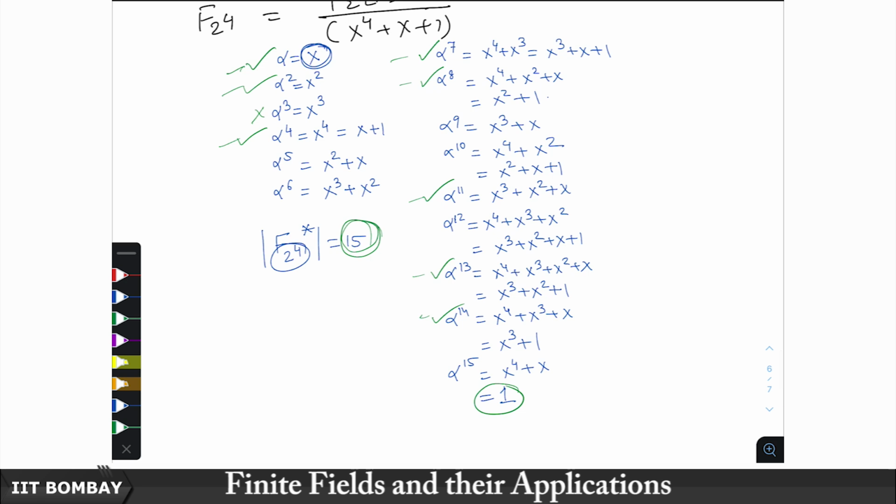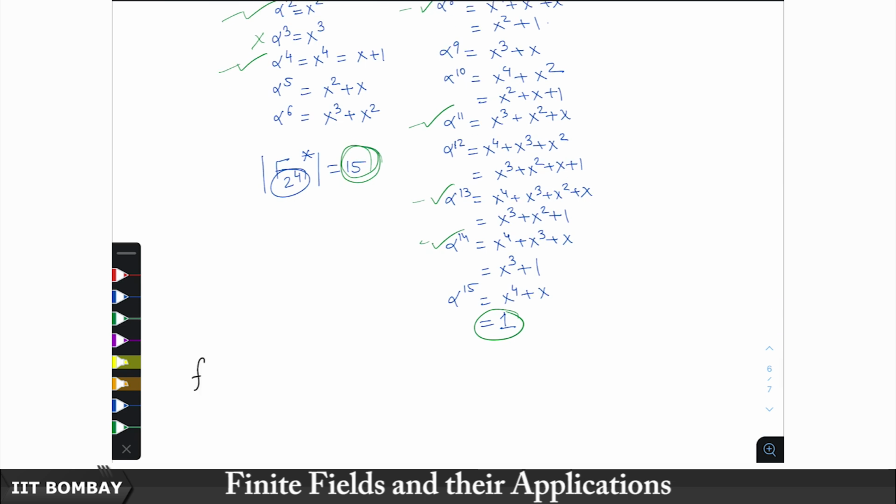Now, these are the elements; alpha equal to x is a primitive element, and we will see all the irreducible polynomials of degree 4 and degree 2, and see what their roots are. So, let us start by taking the same irreducible polynomial that we used to construct the field, x^4 + x + 1. Let us take f(x) = x^4 + x + 1.